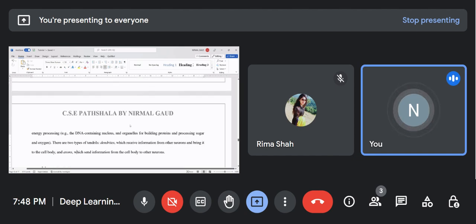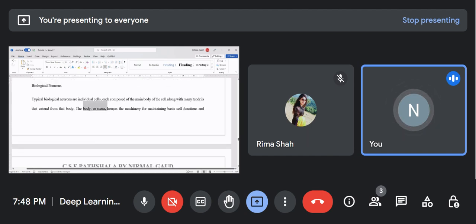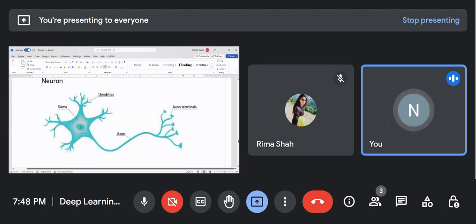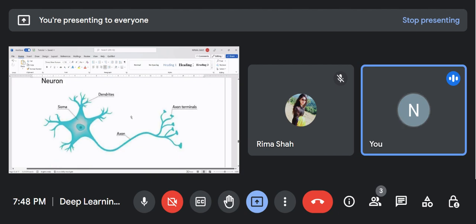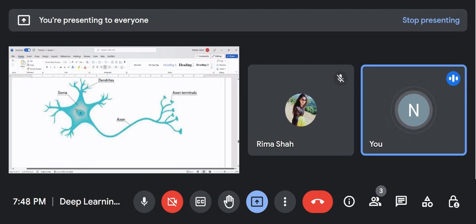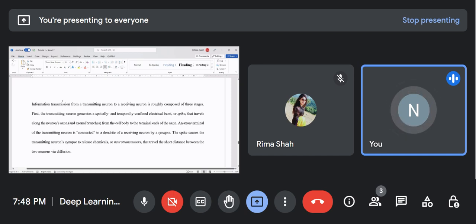What is the soma? Soma is your cell body. Inside you can see a small organelle, or cell-like structure. So this is the soma or cell body, and the remaining are the dendrites from which we receive the data, and from the axon we transmit the data to another neuron. Information transmission from a transmitting neuron to a receiving neuron roughly comprises three stages. What happens?